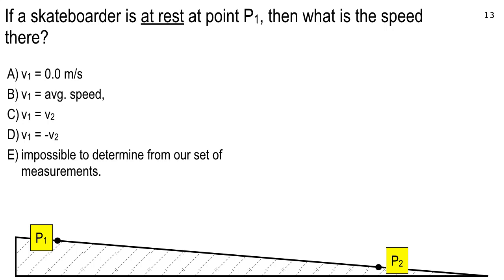Now let's get to this question. Here we go. If Joyce is at rest at point P1 at the back of the room, then what is the speed there? So click in your answer. Are you clicking okay? Okay. Can you show her how to put in BC? Or you could do it.